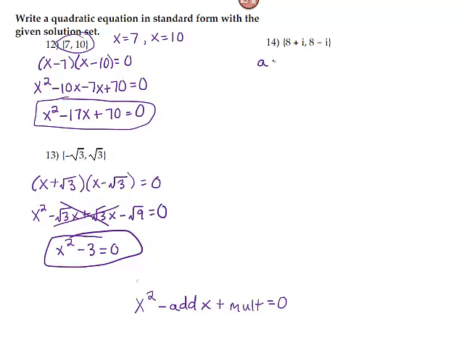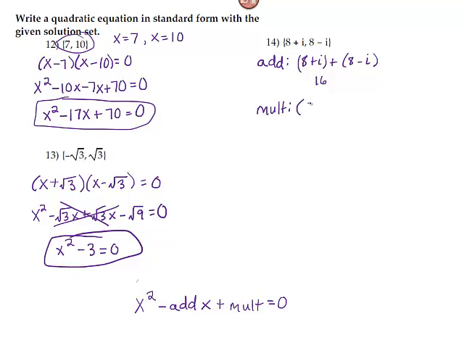What we need to do is add them together, and then multiply them together and see what happens. When we add 8 plus i and 8 minus i, we add like terms. 8 and 8 is 16. i minus i is 0, so we just get 16 when we add them together.